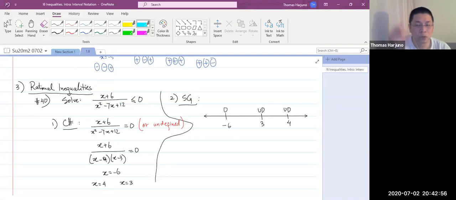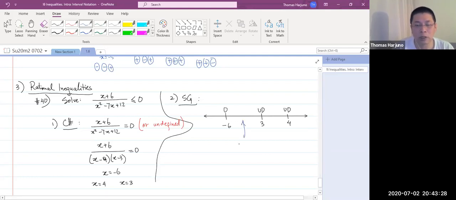Okay, so the only new thing in rational inequalities is we need to account for the critical numbers coming from the zeros of the denominator. We need to account for the critical numbers that make the denominator become 0. Not only the numerator, but also the denominator. Okay, now everything from here, we go as usual, just like before.